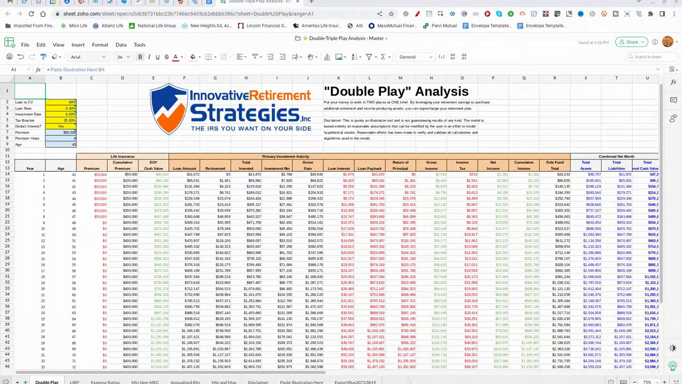One, I just want to explain everything to you. And then two, I want to show you how you can modify the data if you're able to get your own illustrations and you don't want to talk to a life insurance agent, because I'd be happy to simply run the illustrations and plug it into the model for you. But if you find yourself here having bought the model and you want to figure out how to plug your own data into it, that's what this is for.